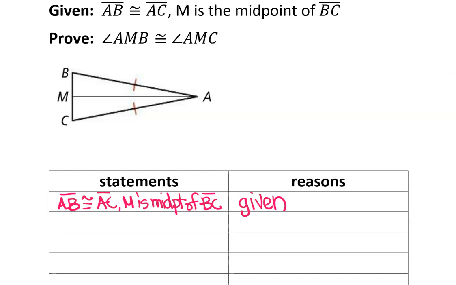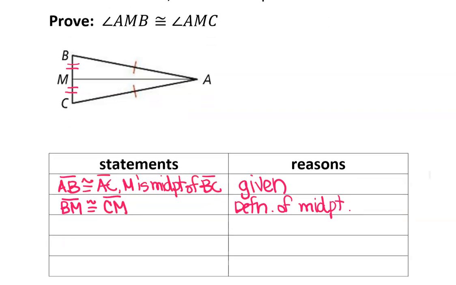M is the midpoint. Anytime you see a vocab word, you're going to use the definition of that vocab word. So you have to think about, what does midpoint mean? It means it is in the middle. So this small segment is congruent to this other small segment. I'm going to say segment BM is congruent to segment CM, and make sure you pay attention with letter order.